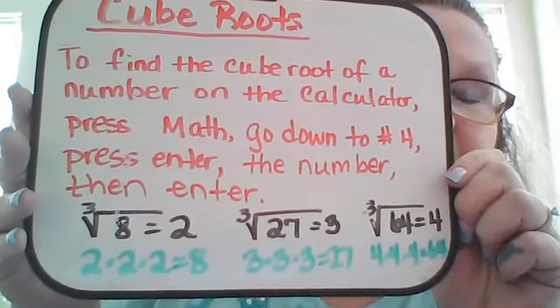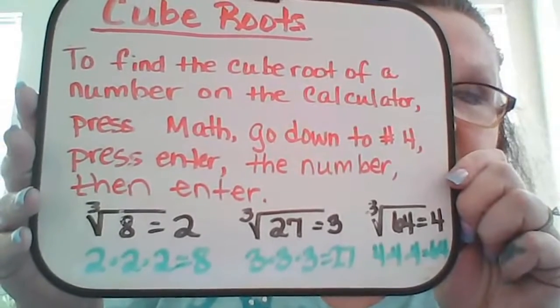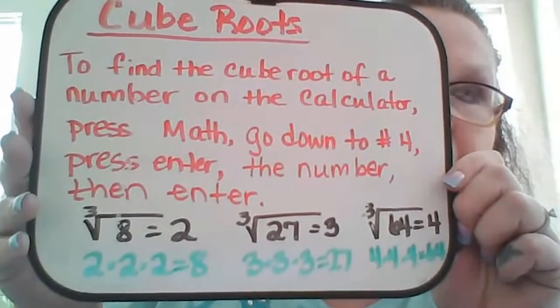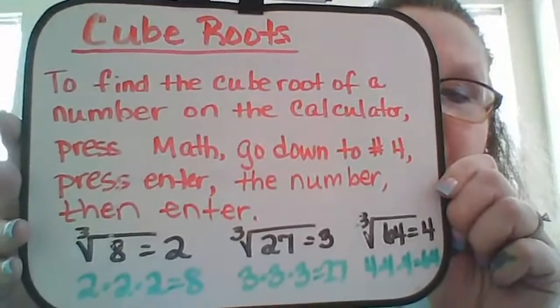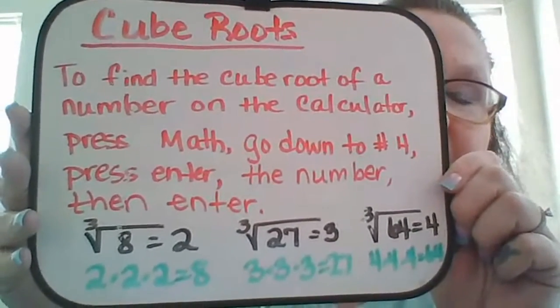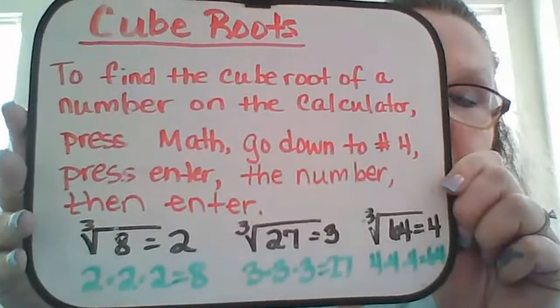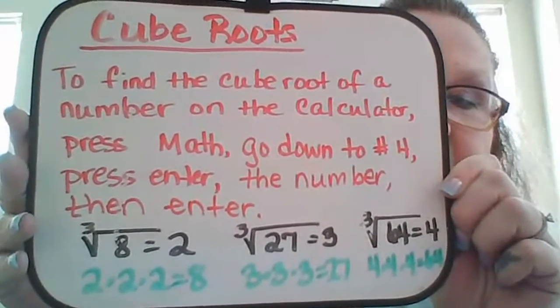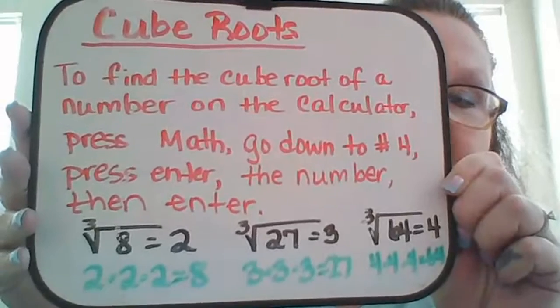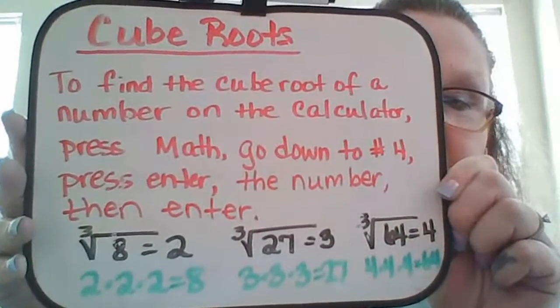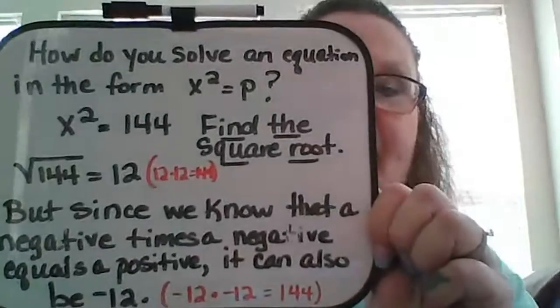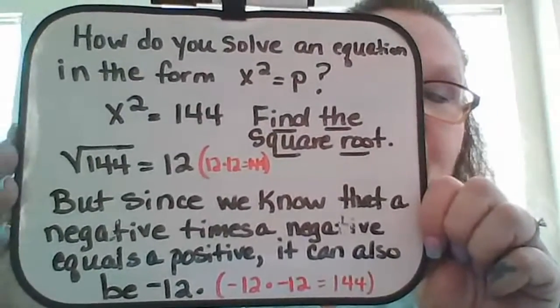You might want to write down in your notes how to find square root on the calculator if you don't remember, but we've done those before, so you probably can remember that one easily. But if you can't remember how to find cube root using the calculator, then you need to write this down. You press the key that says math first, then go down to number 4. You have to press enter, then put in the number, then press enter again.